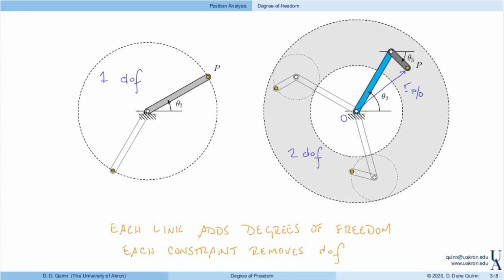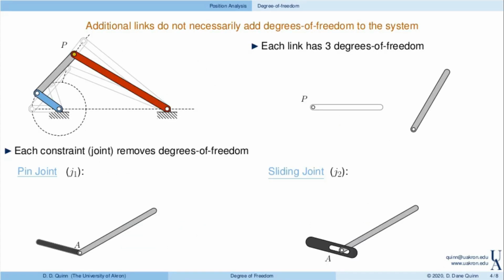Over in the second example, I have two links, and I have now two constraints. I have the pin joint at the center, and then I have the pin joint between these two links. So there's this balance of degrees of freedom added by the links and degrees of freedom removed by the constraints. Because additional links do not necessarily add degrees of freedom. It depends also on the constraints in the system.